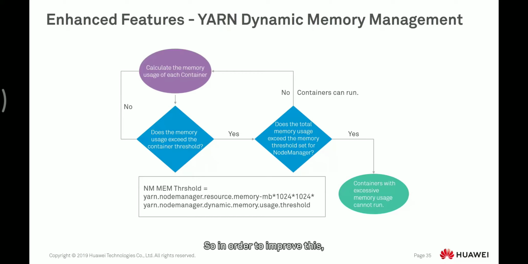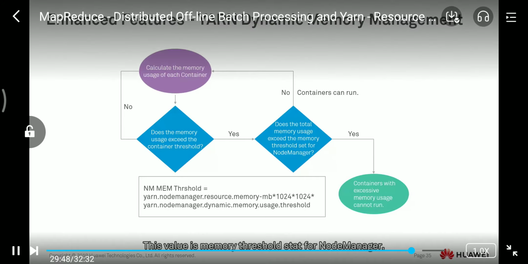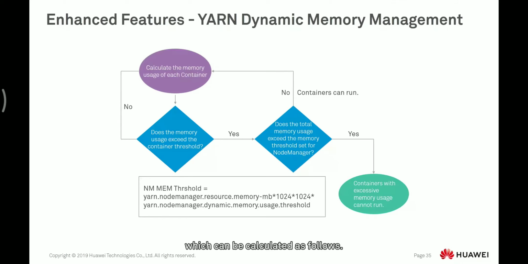So in order to improve this, FusionInsight adds another judgment method, which is to kill overused containers only when the overall memory usage of all containers in Node Manager reaches a certain threshold value. This value is the memory threshold set for Node Manager, which can be calculated as follows.